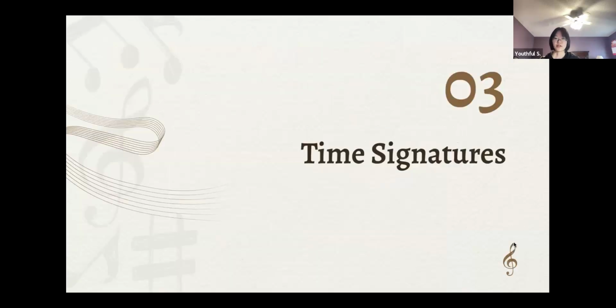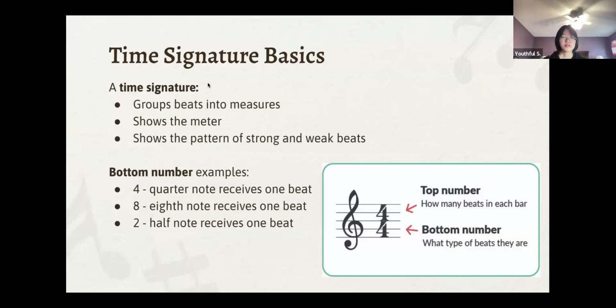Okay, time signature. So basically, time signature is very important in rhythm. Time signature tells you how you would group beats into measures, shows the meter, and it also decides your pattern of strong and weak beats, if you still remember that. So basically, in this image here.